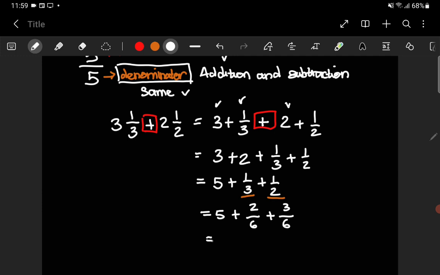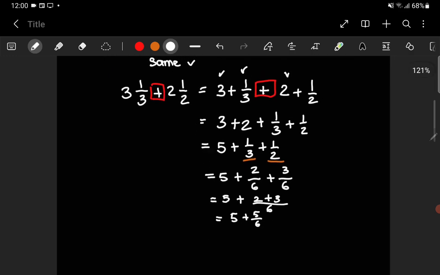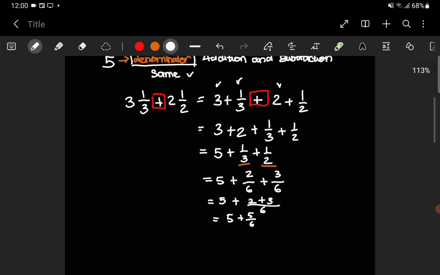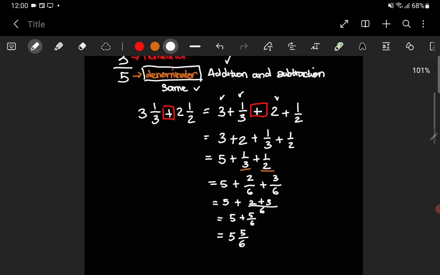And because the denominators of these two fractions are the same, I can write it like this one. Because the denominator is already the same. So it becomes 5 plus 5 over 6. Well, I have an integer and a fraction, and the 5 is being added by 5 over 6. So let us make it a mixed fraction then. It becomes 5 5 over 6.